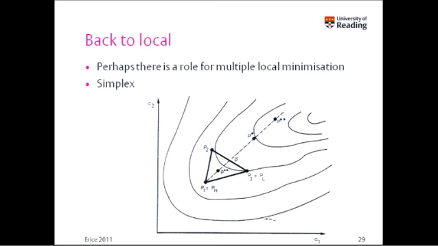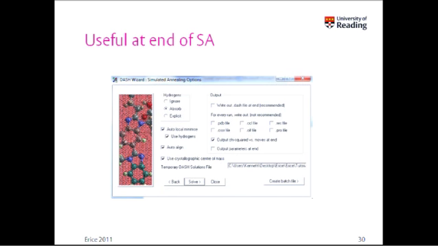And there are some lovely little Java applets on the web that let you do this on test functions. And for many years, we've employed the simplex at the end of simulated annealing. Simulated annealing is great at finding the global minimum. It's not so hot at pulling you down to the very, very bottom of that global minimum. So at the end, we always employ a simplex to pull us down quickly. It converges much faster. So when this button is ticked here, it invokes the simplex minimizer at the end.